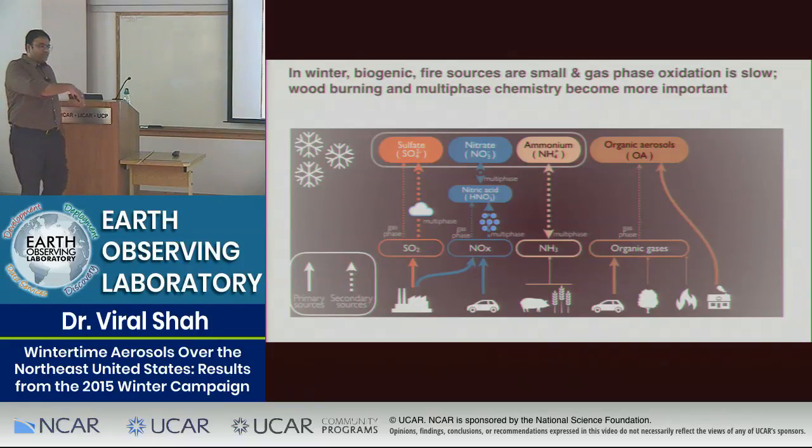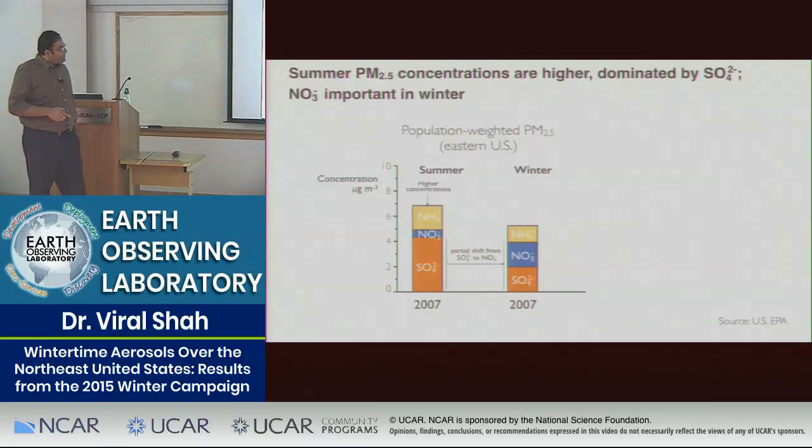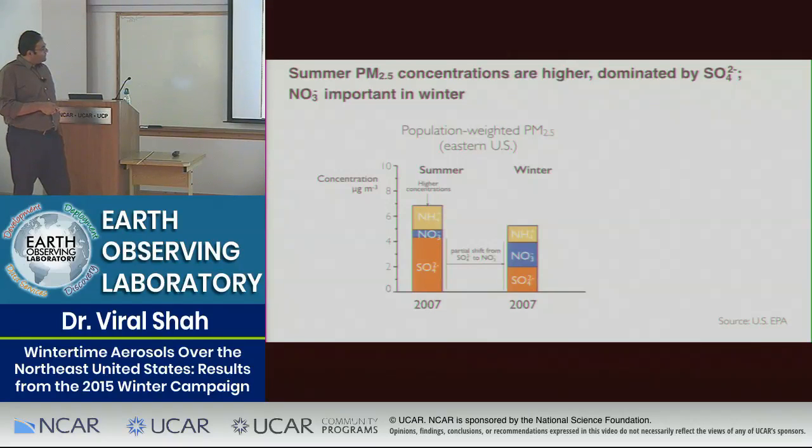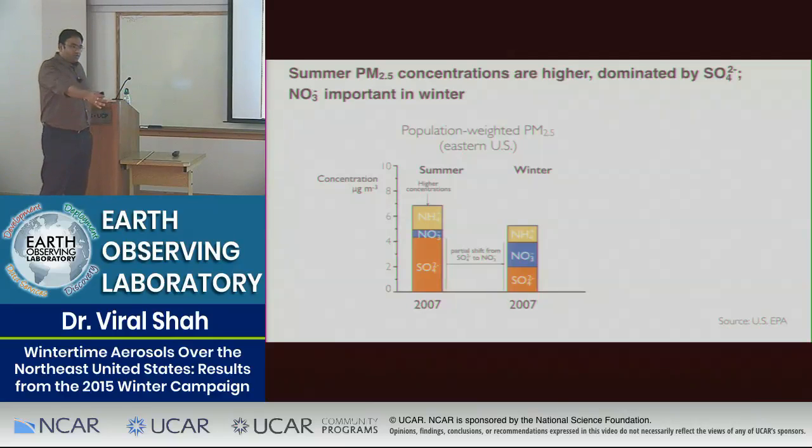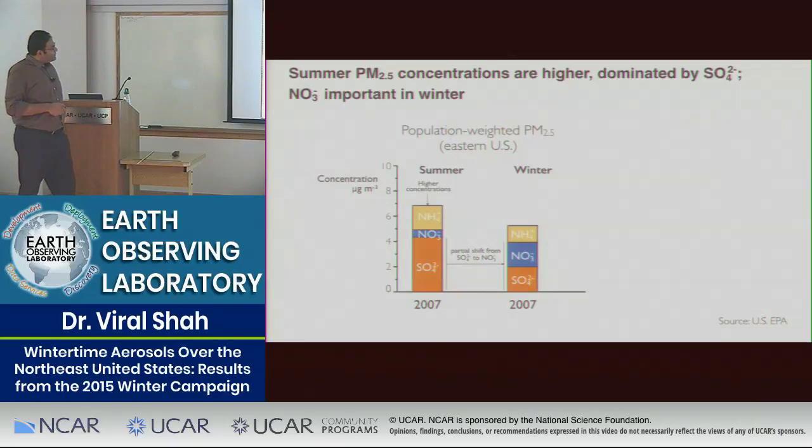Now, these differences in the sources and chemistry between the summer and winter are reflected in the concentrations of aerosols measured at ground-based stations in the eastern US. Here I'm showing the population-weighted average PM2.5 concentration for summer and winter. We see that in summer, the composition of PM2.5 is dominated by sulfate aerosols. Sulfate forms from the oxidation of SO2, and the oxidation processes are faster in the summer, where sulfate concentrations are higher. Typically, the aerosol concentrations are higher in the summer than in winter.